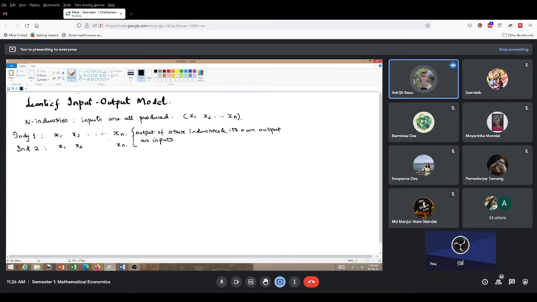Just repeat this part once more, sir, about industry 1 and industry 2. Okay, so industry 1 uses the output of all other industries. What are the outputs? X2, X3, X4 up to Xn. It also uses its own output as an input. So X1 also is an input. So in industry 2, what are the inputs? X1, X2 up till Xn, and so on.